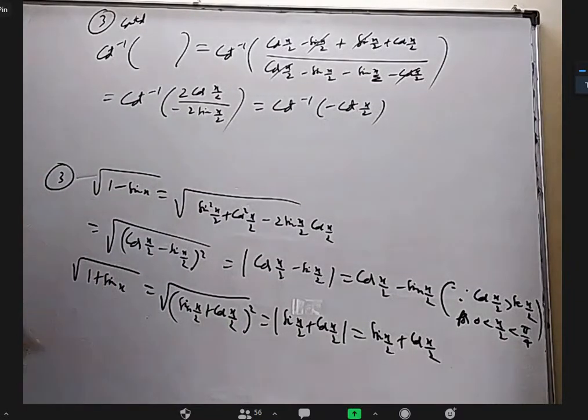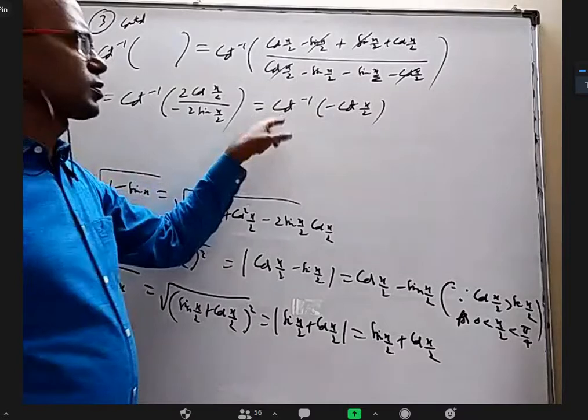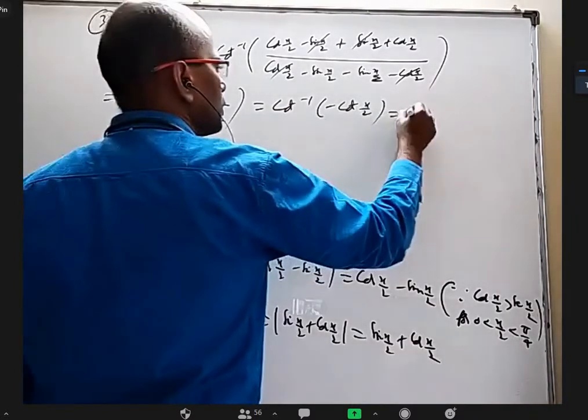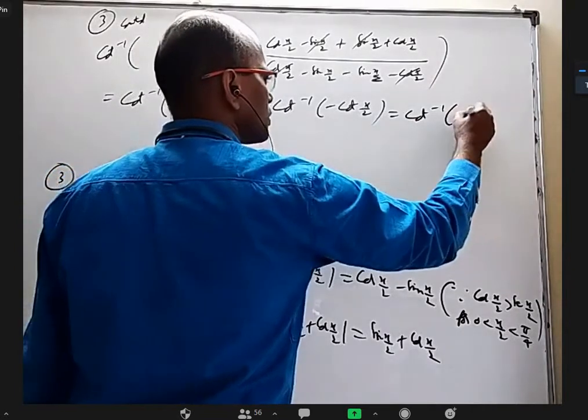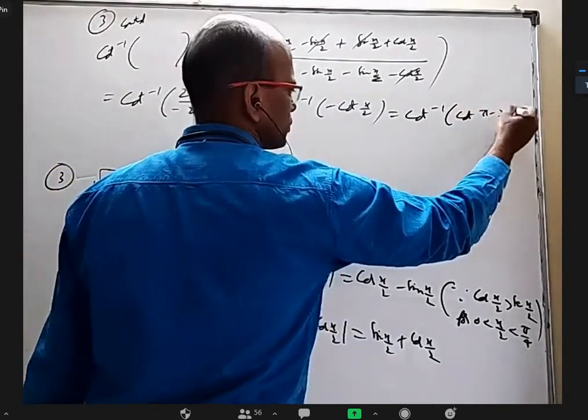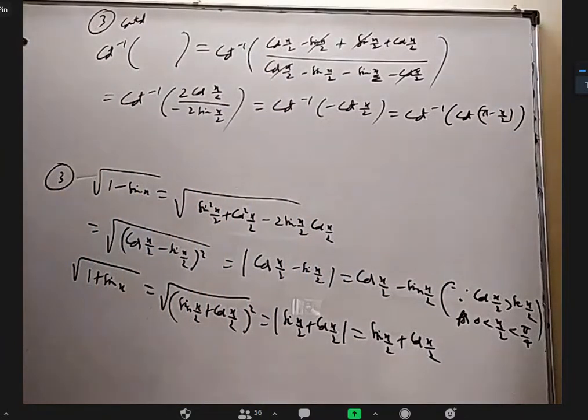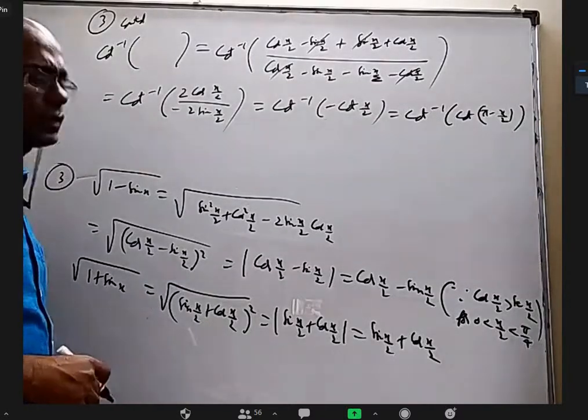Cot inverse minus theta, I have pi minus cot inverse theta. I can take minus outside, I can take minus inside. Either way is okay. Cot inverse cot pi minus x by 2. So cot 180 minus theta is minus cot theta. And pi minus x by 2 must be within the principal values. Is it correct?